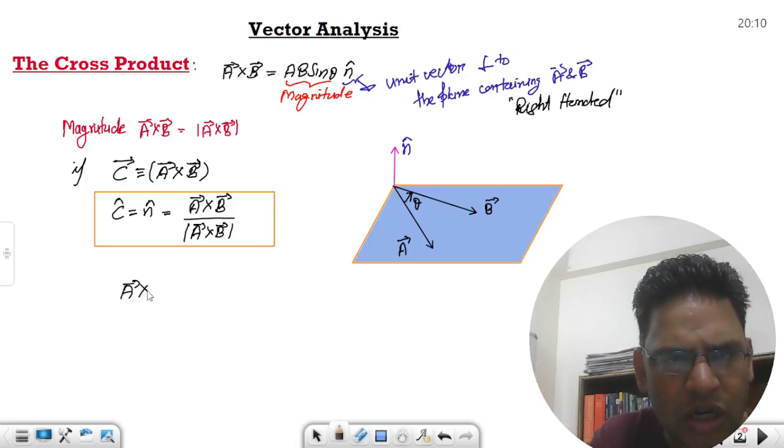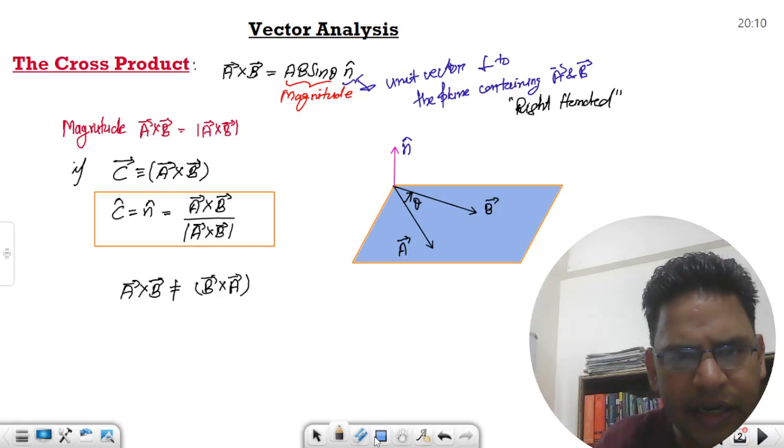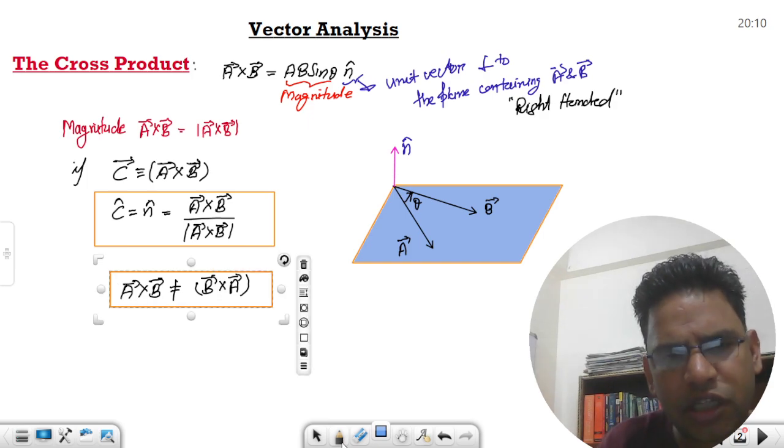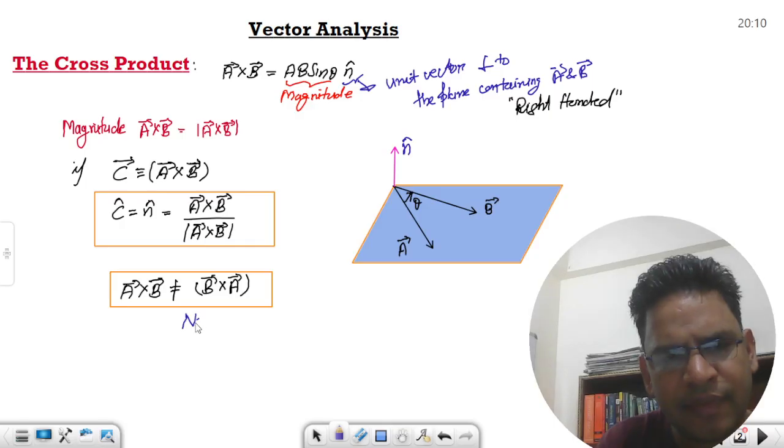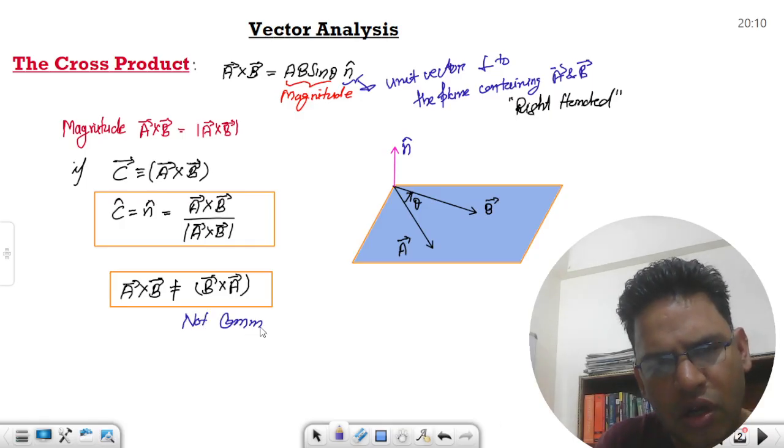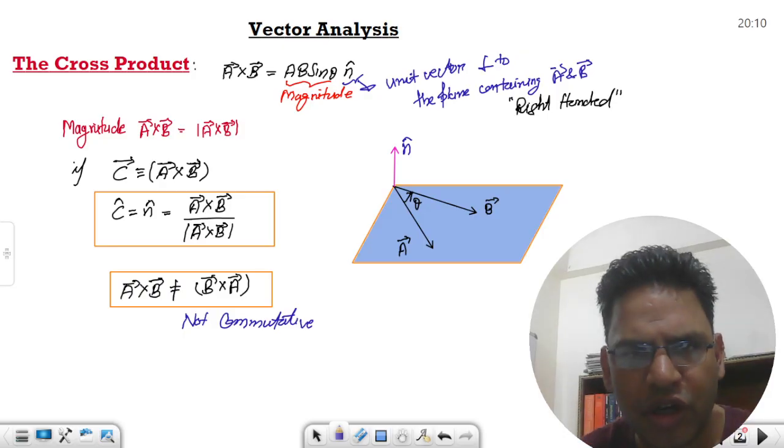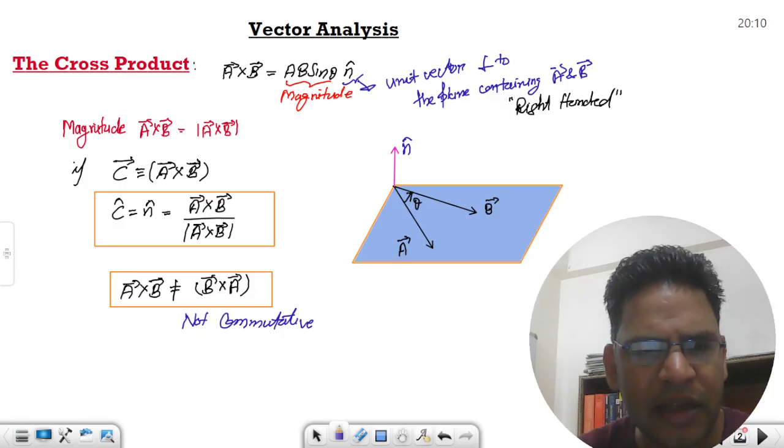a cross b vector is not equal to b cross a. Okay, why is it so? It is not commutative. Okay, a cross b is not commutative. You can easily identify. I'm going to give you the question on it right now, how to prove it, but this is the first property.